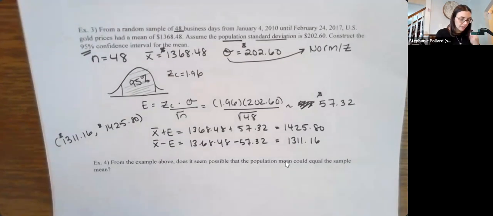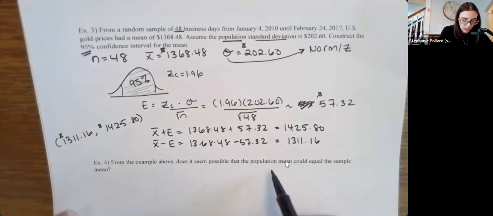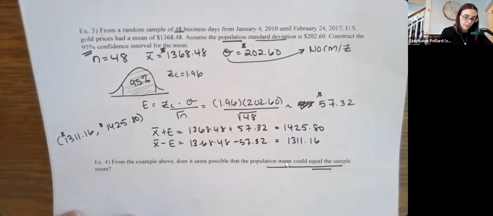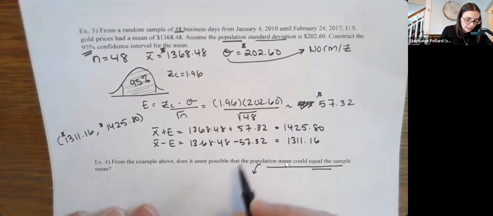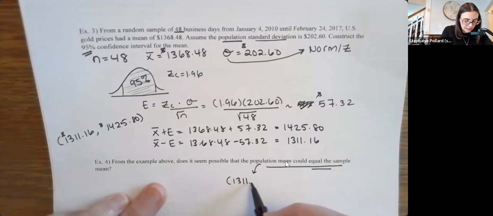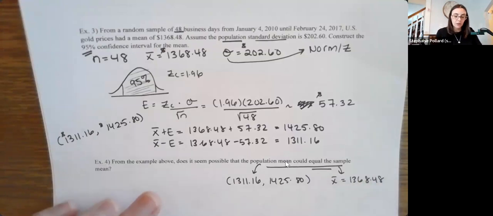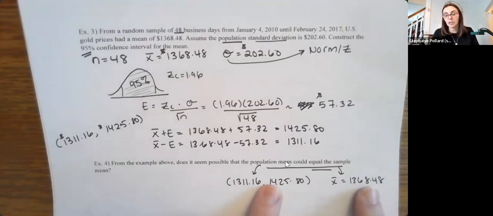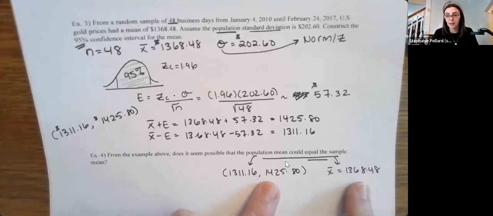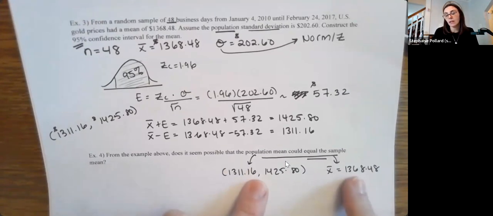So the last piece is it says, from the example above, does it seem possible that the population mean could actually equal the sample mean? So remember our estimate is 1311.16 to 1425.80, and our sample mean was 1368.48. So first of all, this is definitely in the range, right? So it is possible that the population mean could be exactly 1368.48.